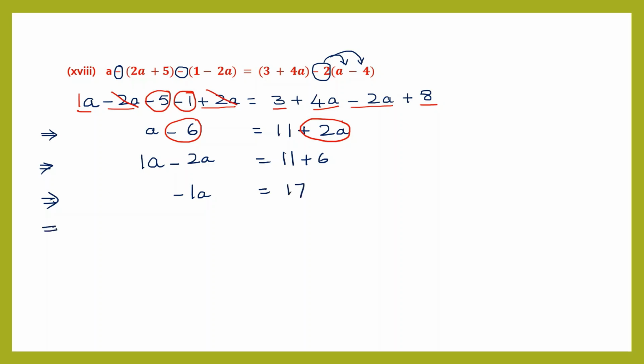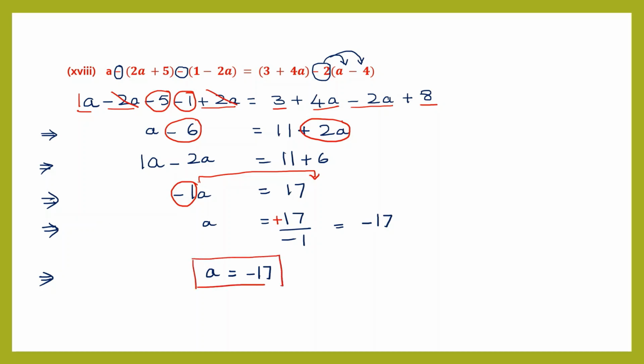So now we can find the value of A. That will be 17 divided by minus 1. How did it become minus 1? Because here minus 1 is multiplication. When we transposed it to the right hand side, it became division. So we have minus 1. Now 17 has a plus sign. Plus into minus is minus. 17 divided by 1 is 17. So we have solved for A. The value of A is minus 17. So this is our answer. A is minus 17.